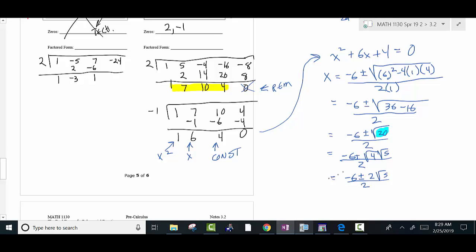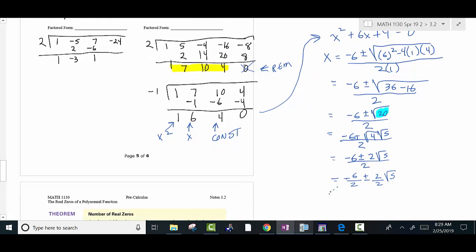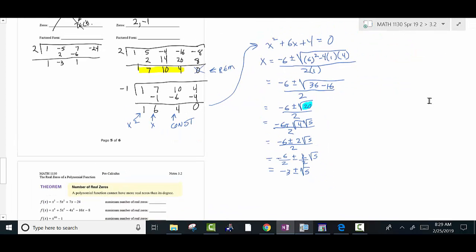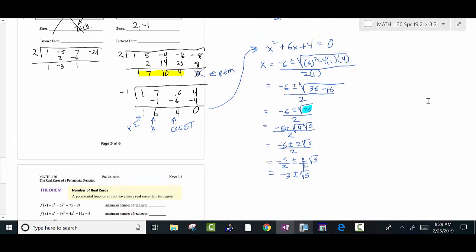You can do this in your head, but we do negative 6 over 2 plus or minus 2 over 2 root 5, and that would give you the other two zeros in a simplified form. So that's negative 3, the 2's cross out, plus or minus root 5. That's what we end up getting from the quadratic formula. So our zeros are going to be this then.